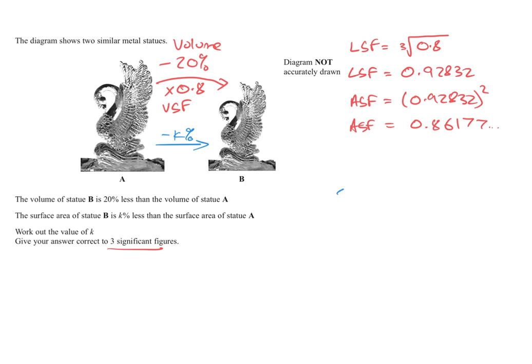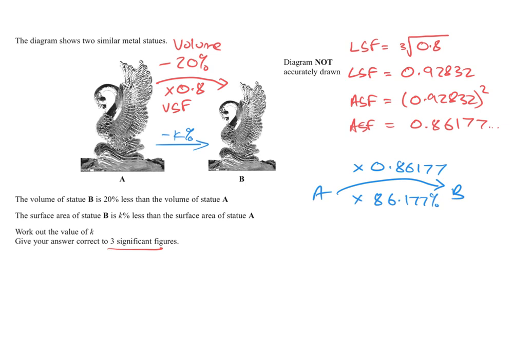So going from A to B, I would multiply by 0.86177. Now, that would mean I actually end up with 86% or 86.17% of shape A. So I'm multiplying by 86.177%. That's how I'm going to phrase it. Okay, all I've done is I've taken my decimal and I've turned it into a percentage. So if I'm multiplying by that, what percentage have I lost?